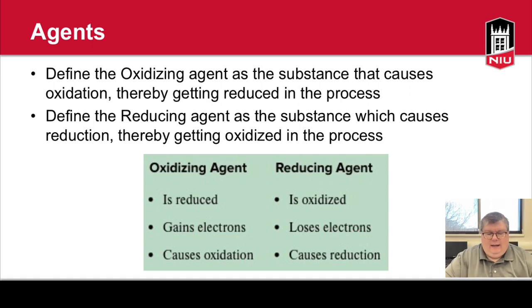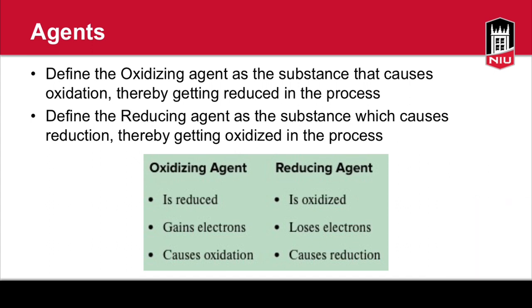We define the oxidizing agent as the substance that causes oxidation. If you cause oxidation, you yourself must get reduced in the process. And we define the reducing agent as a substance which causes reduction, thereby getting oxidized in the process. So the oxidizing agent is reduced, it gains electrons, and it causes oxidation. The reducing agent is oxidized, it loses electrons, that's what oxidation means, and it causes reduction.